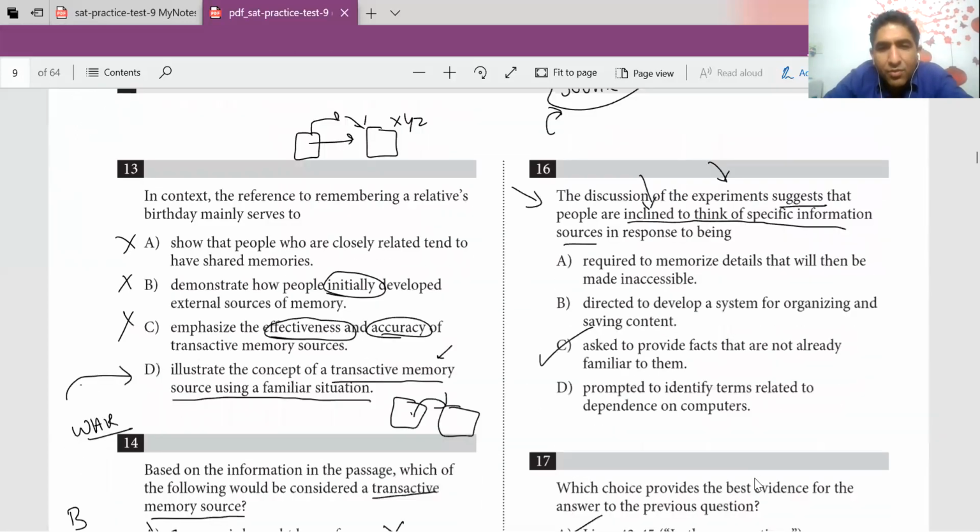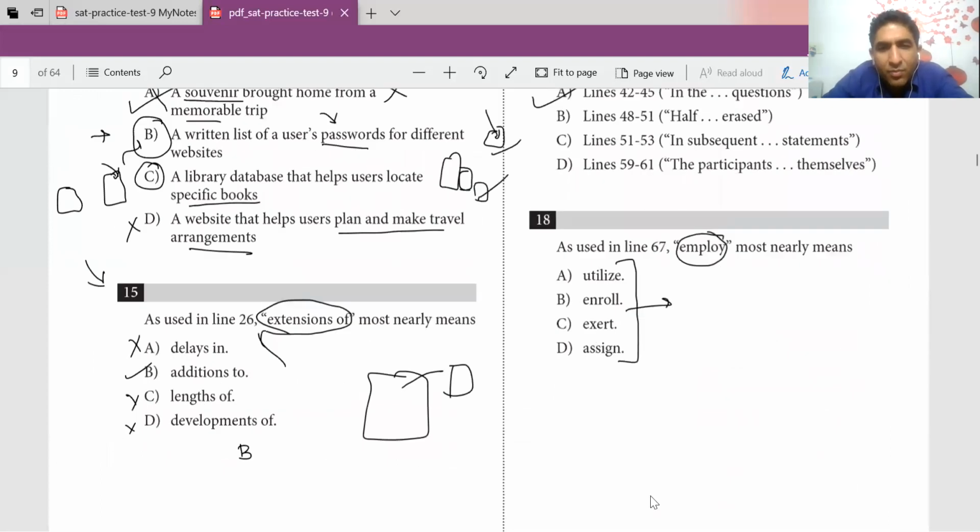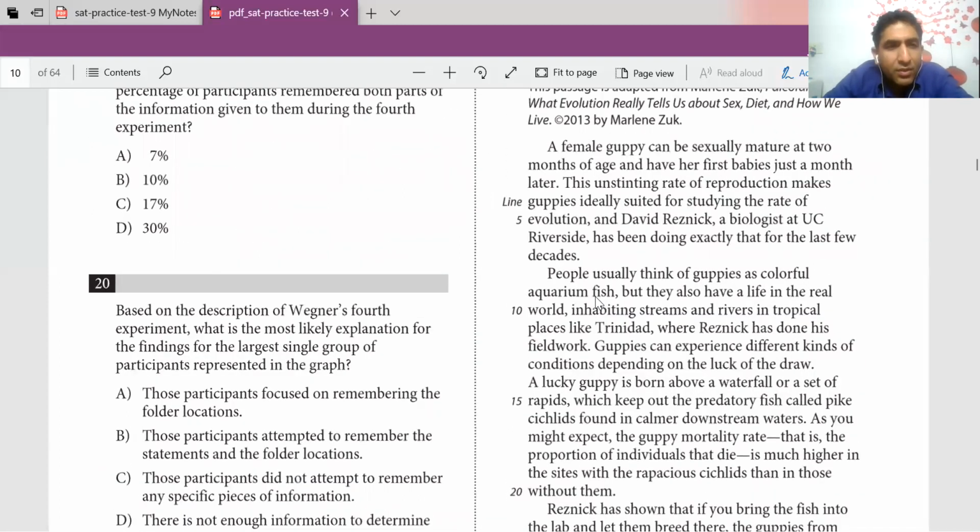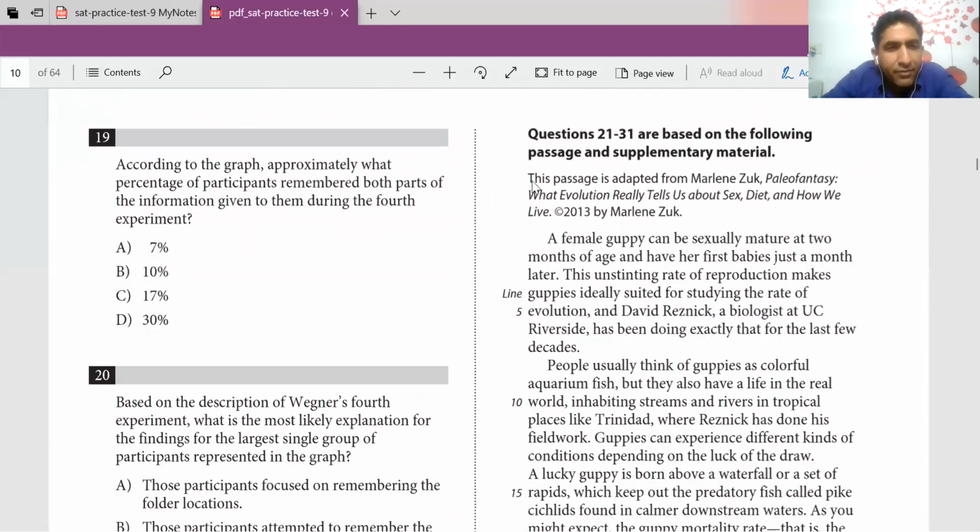So if I have to choose the word which is similar to employ, it would be utilize. Okay, now the next question. According to the graph, approximately what percentage of participants remembered both parts of the information given to them during the fourth experiment? Both parts means what is the information and where is the information.